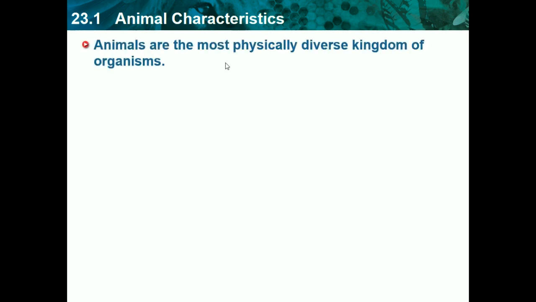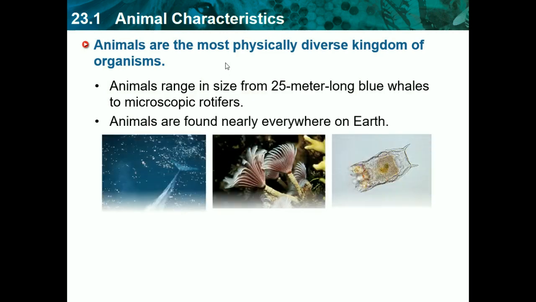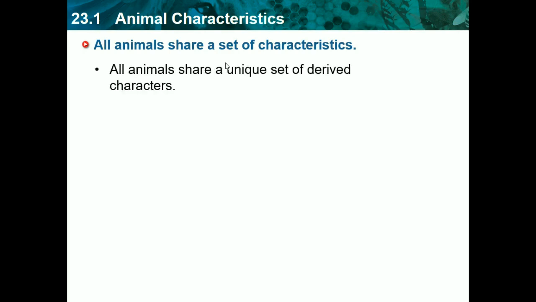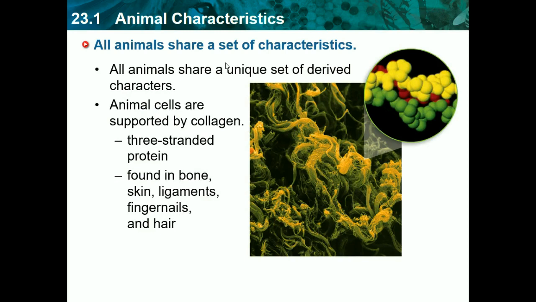Animals are the most physically diverse kingdom of organisms. Animals range in size from 25-meter long blue whales to microscopic rotifers. Animals are found nearly everywhere on Earth. All animals share a set of characteristics. All animals share a unique set of derived characters, and animal cells are all supported by collagen, which is a three-stranded protein found in bone, skin, ligaments, fingernails, and hair. But we don't have to exactly know about the protein thing.